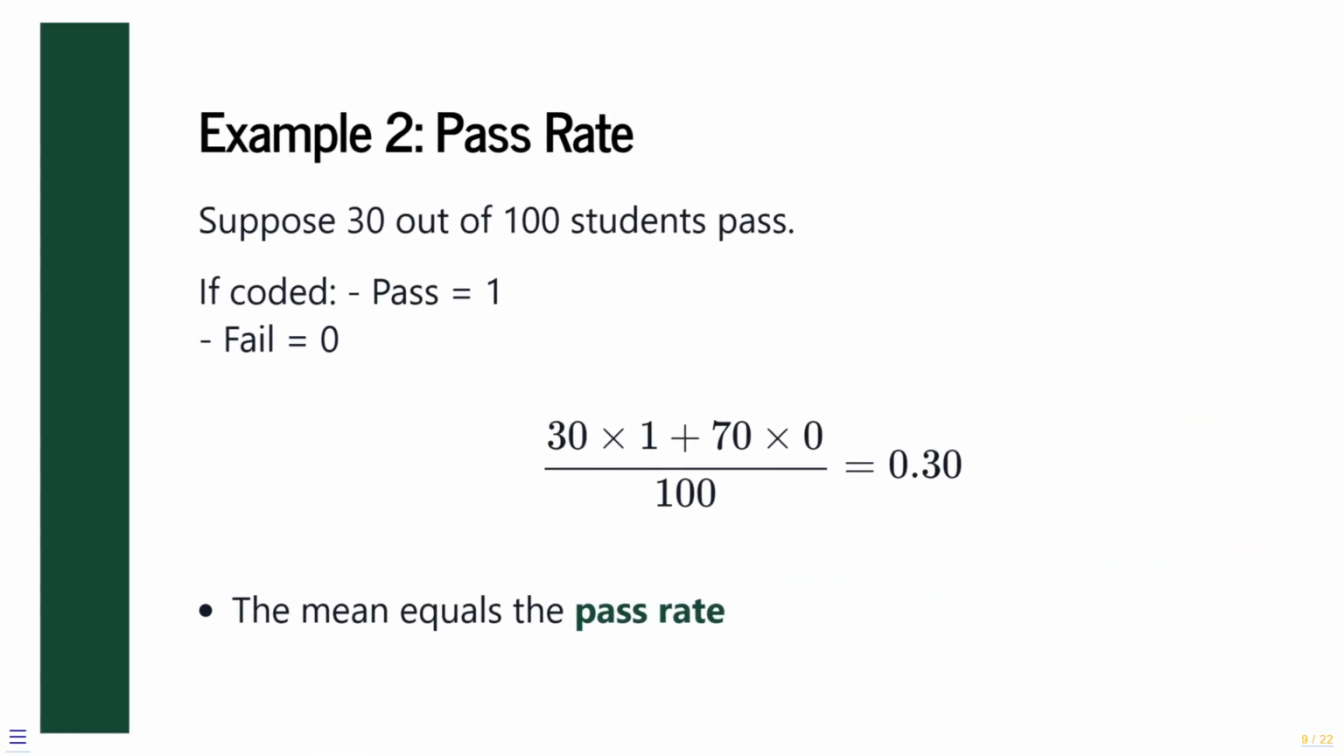For example, suppose 30 out of 100 students pass an exam. If we code pass as 1 and fail as 0, then the mean of this variable is 30 times 1 plus 70 times 0, divided by 100, which equals 0.30. That number is exactly the pass rate. So in this special context, the mean has a meaningful interpretation. It represents the proportion of successes. This dual interpretation is why binary variables are so important in statistics. They are fundamentally categorical, but their proportions can be analyzed with tools that resemble those for quantitative data.